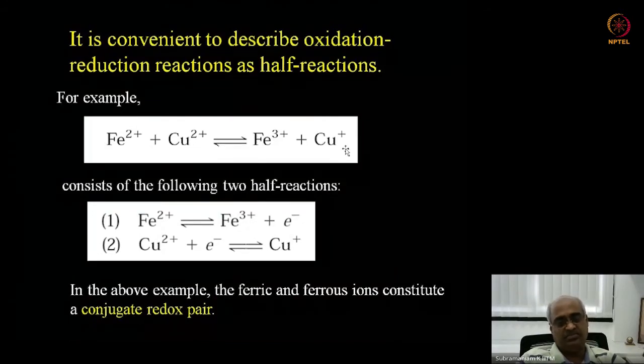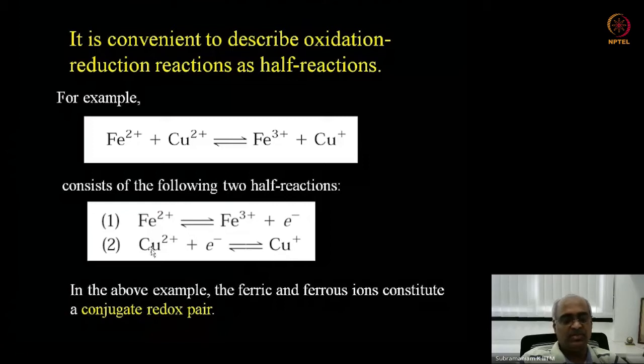Cupric becomes cuprous. One is oxidized, another is reduced. So you can consider that as two separate reactions. One is this ion, the ferrous becoming ferric by losing an electron. So this is getting oxidized. It lost an electron. That alone we consider as one half of this complete reaction. And in the second half, this one accepts the electron and gets reduced, cupric to cuprous.